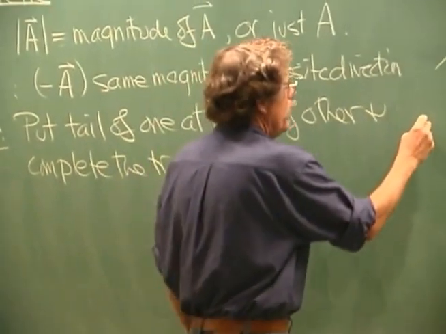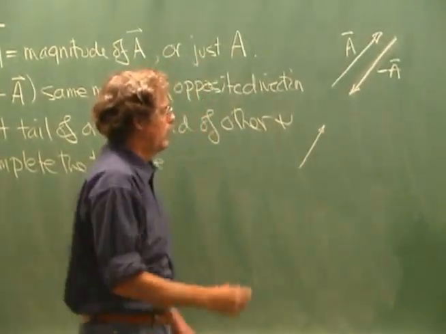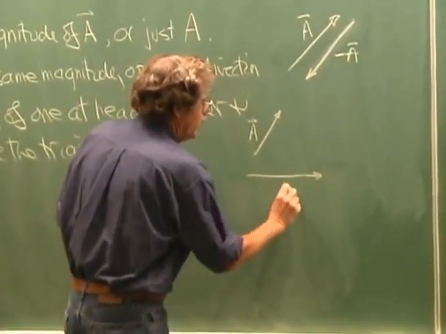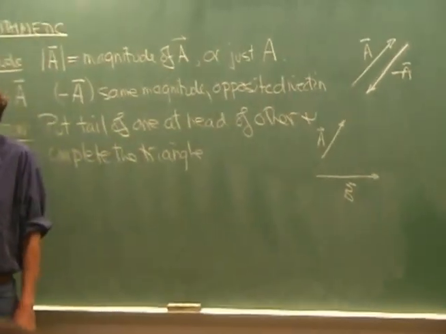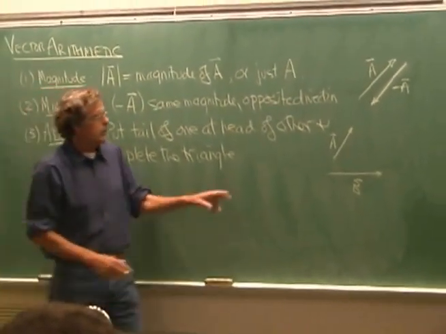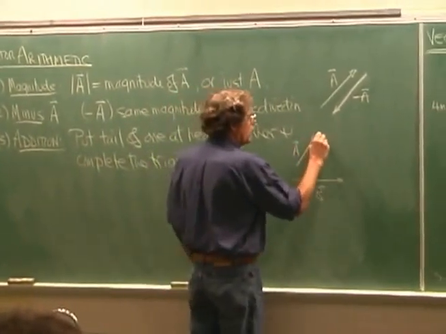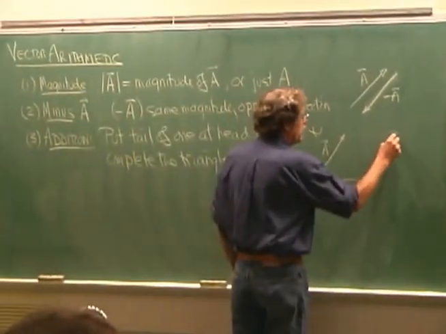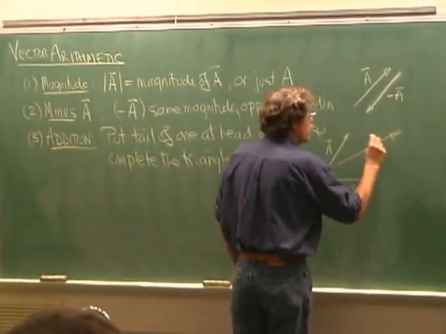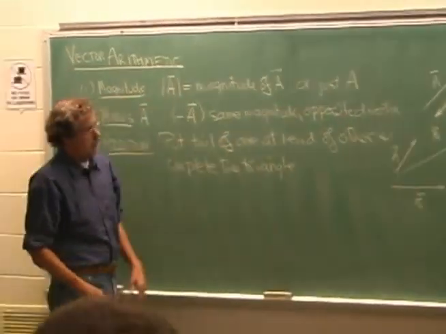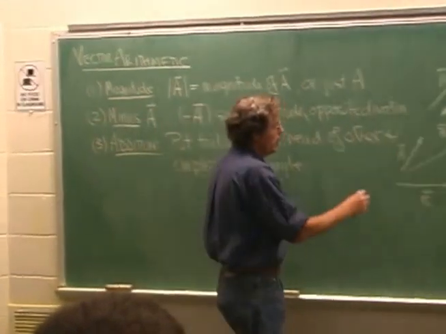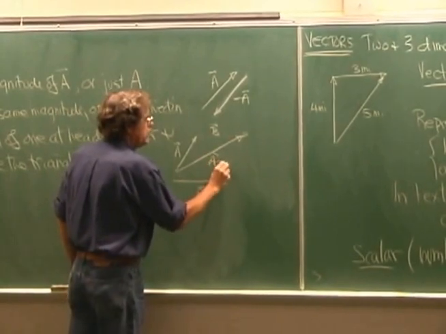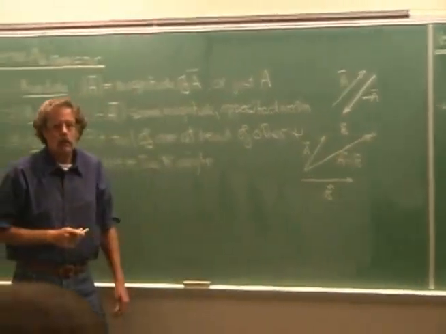So, if I had vector A here and vector B here, and I wanted to construct the sum of those two, what I would do is slide B up until its tail is at the head of A, and then complete the triangle. Remember, this is the same vector B because I didn't change its magnitude or direction. I just slid it parallel to the original one. That vector there then is A plus B. Make sense?